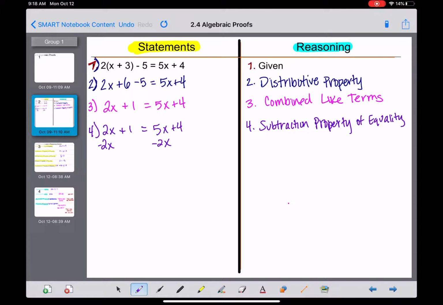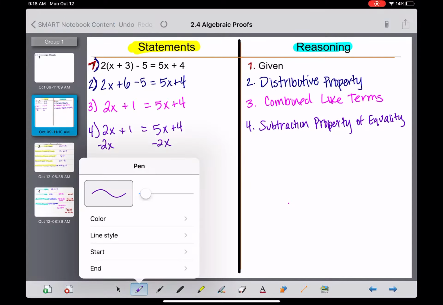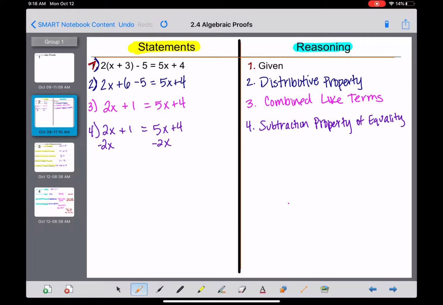Remember, when we solve equations, we want to balance them. If we subtract on one side, we have to subtract on the other side. That's what the equality part is referring to, subtracting from both sides of the equation. So I'm left with 1 equals 3x plus 4. And what did I do for that? What's my reasoning? I simplified. And yes, you have to show these steps.